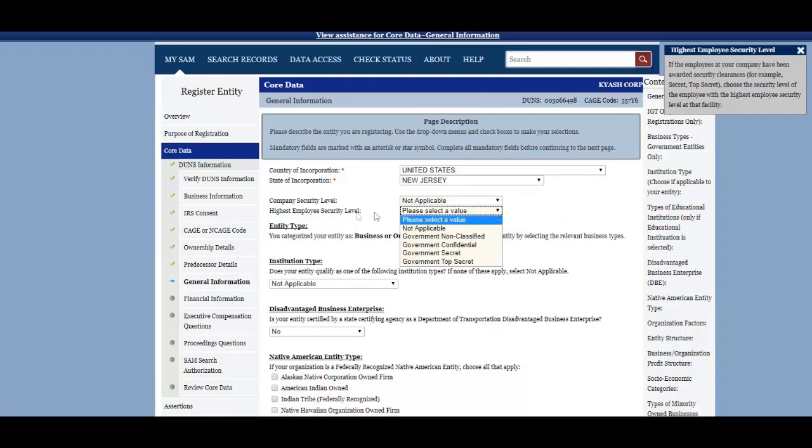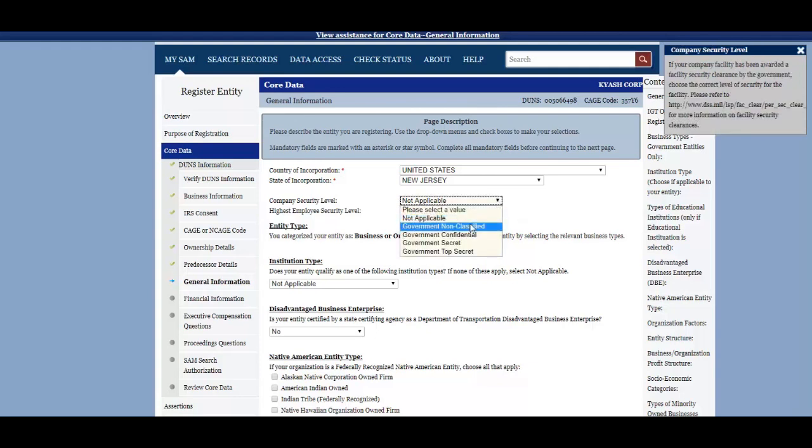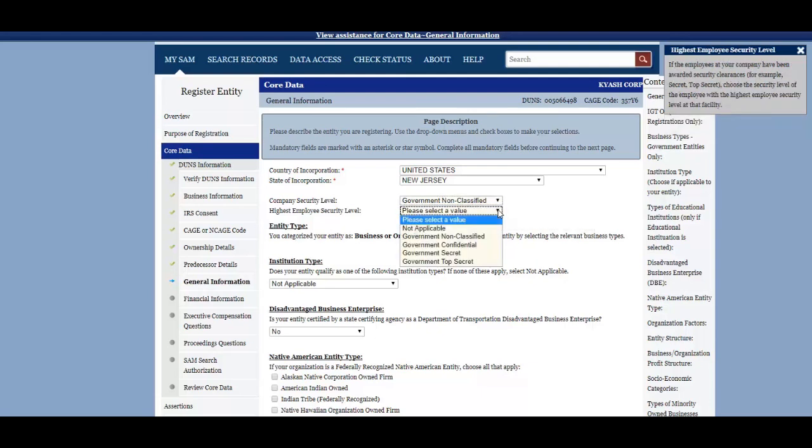Highest employee security level, please select a value. Again, for us, that would be not applicable. Hold on, let me go back to government non-classified. That might be the best one to use. I'm sorry. And highest security level, government non-classified for right now.